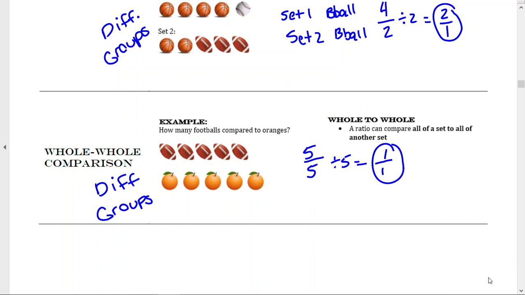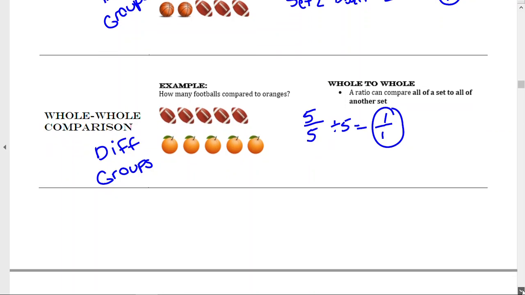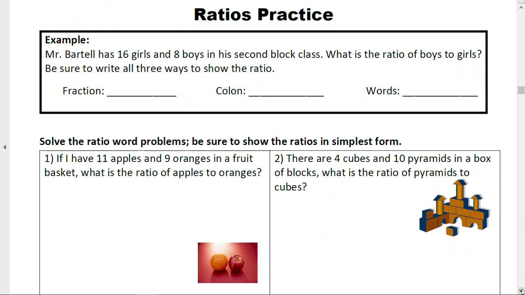All right, if we continue on to the next page, this is our last page that we're going to go over. Mr. Bartell has 16 girls and 8 boys in his second block class. What is the ratio of boys to girls? And be sure to write it all 3 ways to show the ratio. So first thing I'm going to do is I'm going to highlight what is important that I'm looking at. I am looking for the ratio of boys to girls.